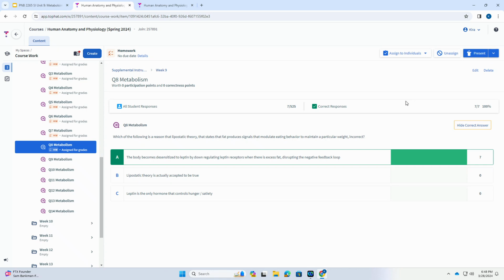A good way to approach this question would be by process of elimination. So we know that lipostatic theory is not true. It says it in the question. And leptin cannot be the only hormone that controls hunger and satiety because we have all these other hormones that are involved with controlling hunger and satiety too.